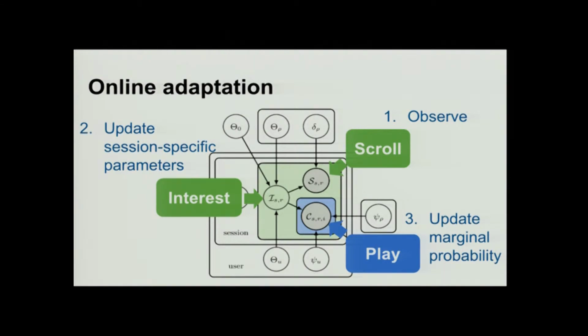During online adaptation, what's happening is we observe more scroll data, and then we use this new data to update our posterior estimation of the session-specific parameters. This, in turn, updates our estimation of their interest. And then with this updated interest, it will change our marginal probability of play for each video. We can then use this updated estimation to present our page.